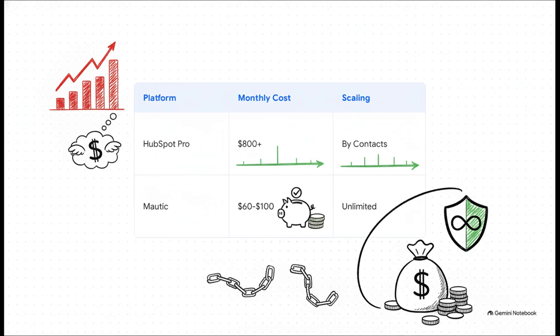That typically totals somewhere between $60 to maybe $100 a month tops. Entirely regardless of your contact count. You could have 1 million contacts, same price. We are talking about annual savings running into the thousands or even tens of thousands of dollars. You are completely severing the link between your success and your software bill.